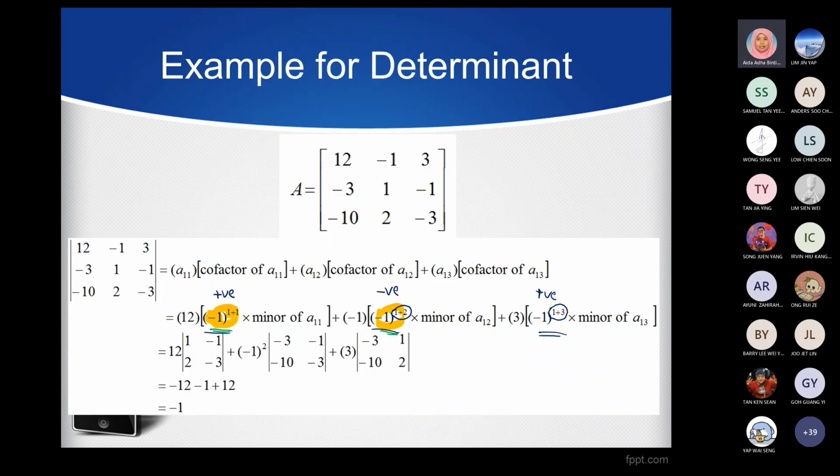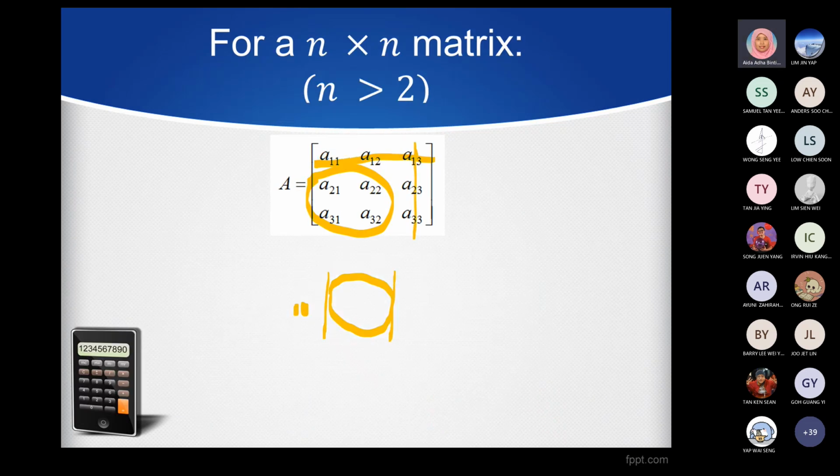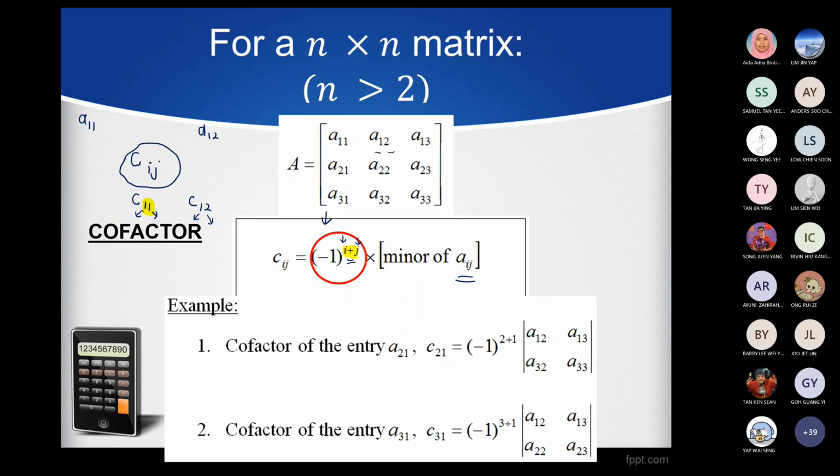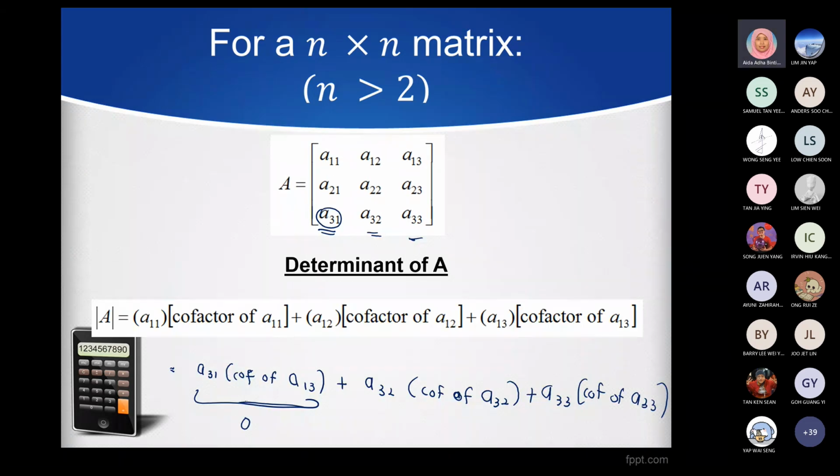Okay, all right. This one is it? Oh, sorry. Thank you. Okay, cofactor 3, 1 here.